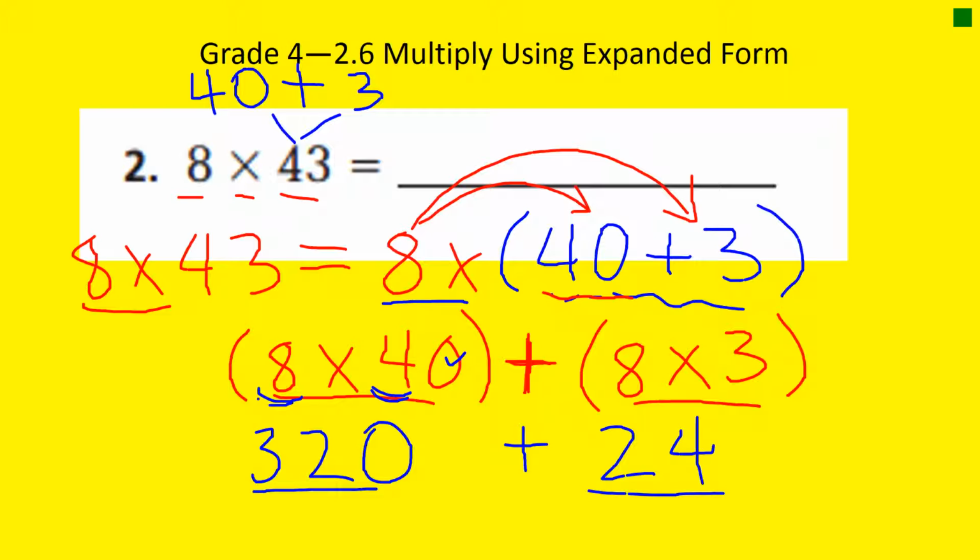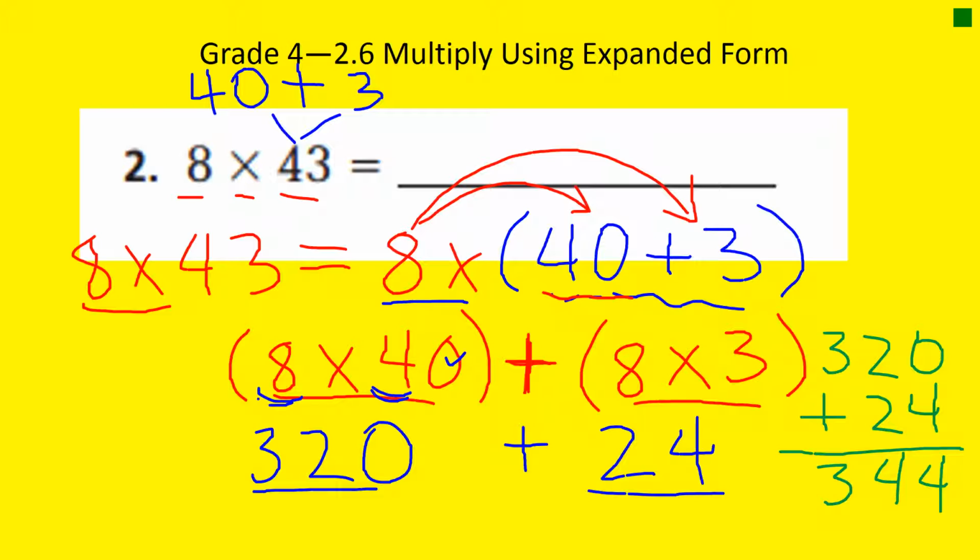Okay? So partial product, right? If you want to, you can rewrite them somewhere on your paper lined up like that to add them together, or you might be able to do this addition mentally, right? It's up to you. Okay, so 8 times 43 is 344, and that's how you do it using the expanded form.